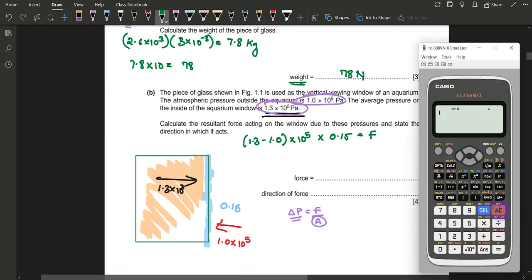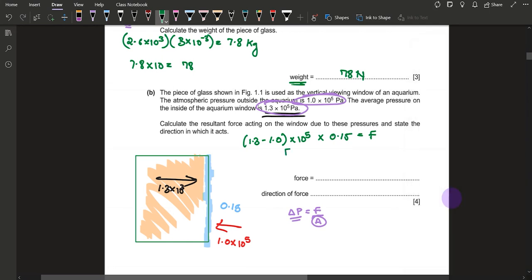So we can just use our calculator here. It's going to be 1.3 minus 1.0, times 10^5, and then multiplied by 0.15, which is going to give us our answer as 4.5 × 10^3. So we can write our answer here, 4.5 × 10^3 newton, because force is in newton. And it asks for the direction of the force.